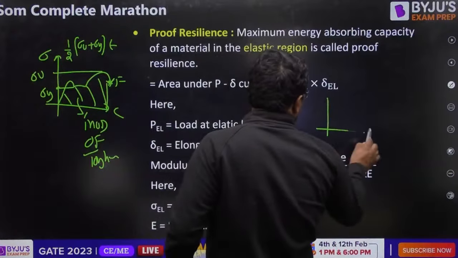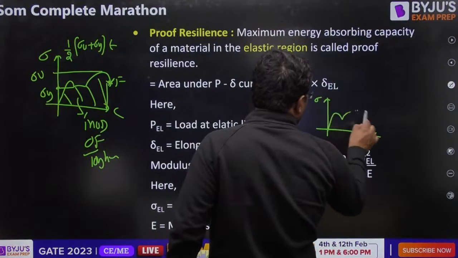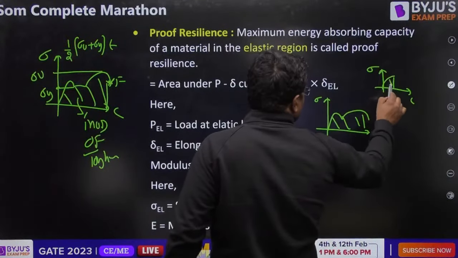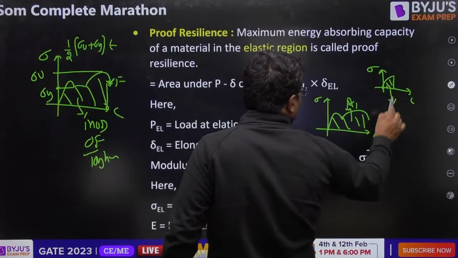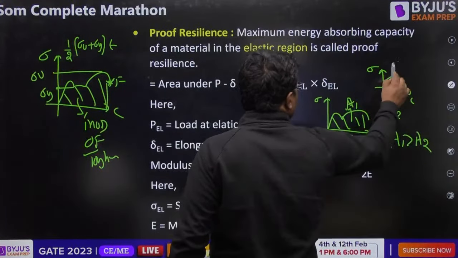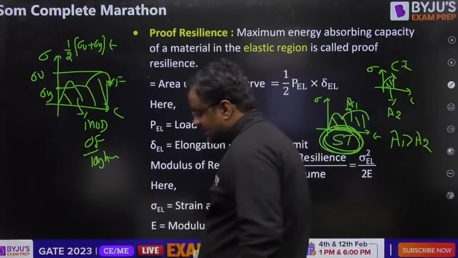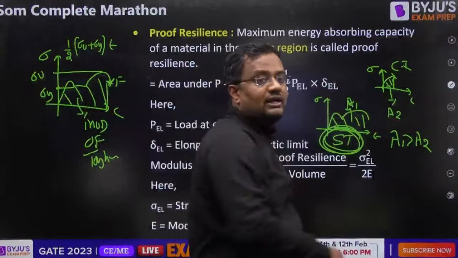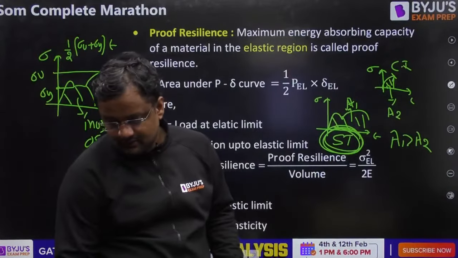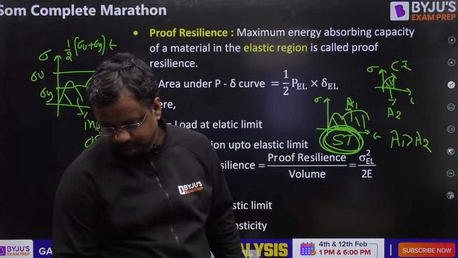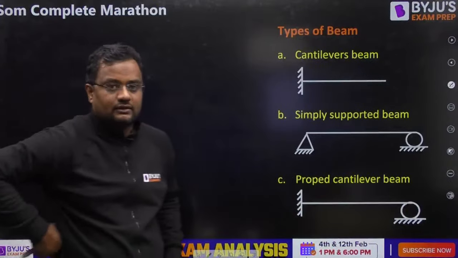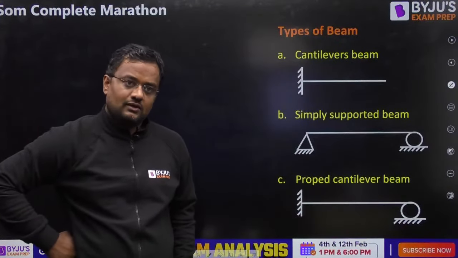Suppose it is steel. Steel is ductile, so the area is more. Cast iron is brittle, so the area is less. So A1, for steel, is greater than A2, for cast iron. That means steel is tougher than cast iron. To break the steel, more energy is required. Have you got it? Please let me know. So this is chapter number 1. Have you understood this?